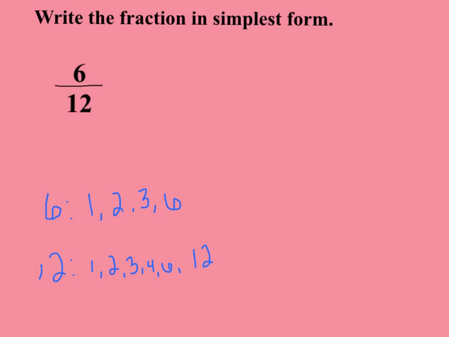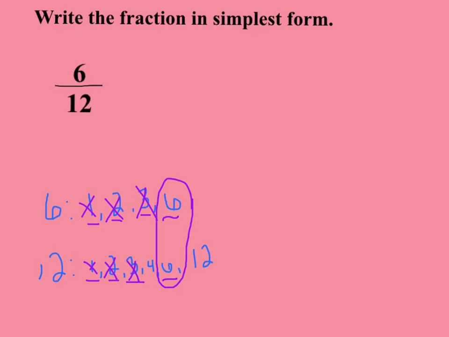And now I need to see, well, what factors do they have in common? But I want the greatest common factor. That means I want the biggest one. So yes, they have 1 and 1 in common, but that's not the greatest one. They do have 2 and 2 in common, but I can see that I still have more factors in common, so that's not my greatest. They do have 3 and 3, but now I'm seeing that they have 6 and 6, and those are the greatest common factors, the number 6. So that's my biggest factor that they have in common.